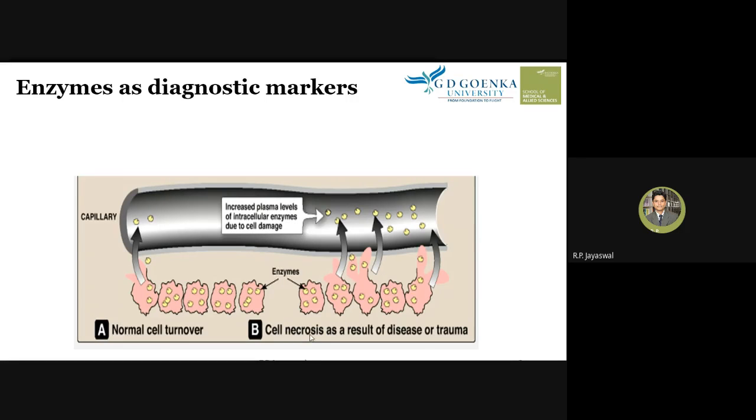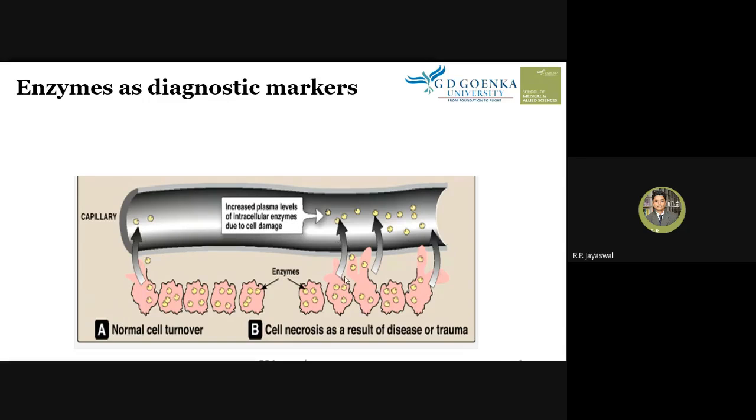a pathological process, where the cells have enzymes, and cell necrosis means cell damage, cell destruction, which can increase the excess amount of enzyme secretion into the blood. And when we take a sample from the blood, you will be able to find that there is an increased plasma level of intracellular enzymes. So the enzyme level may be increased in the blood, and this increase is because of cell damage, right?